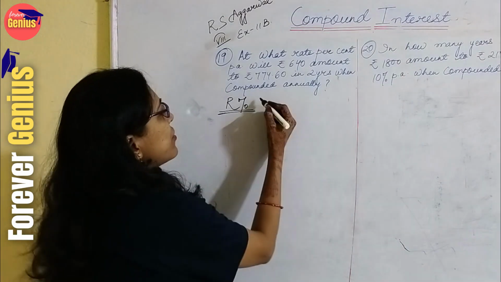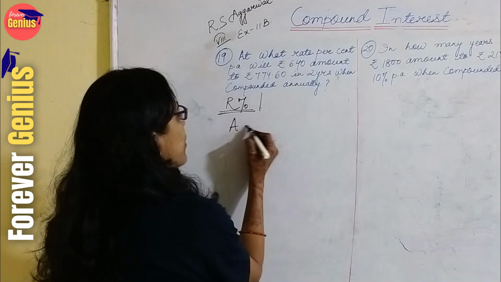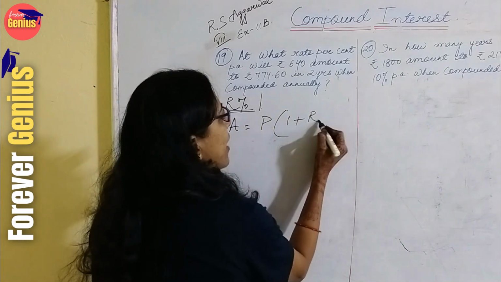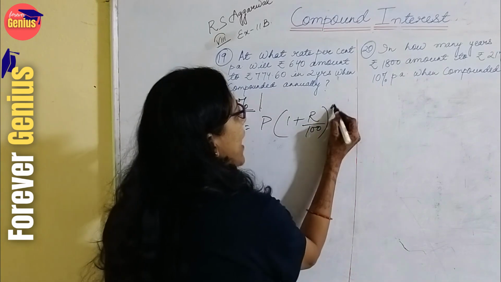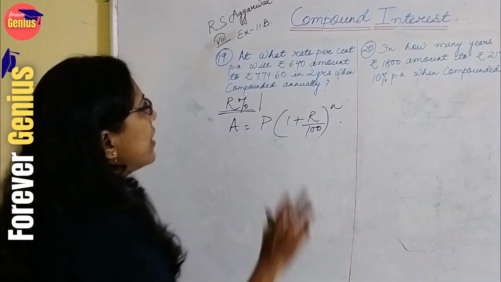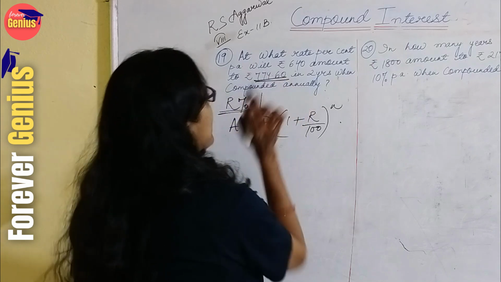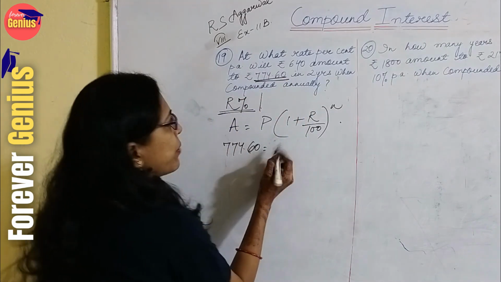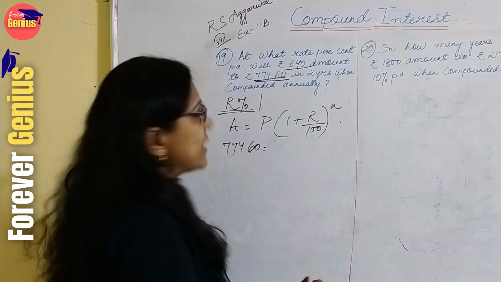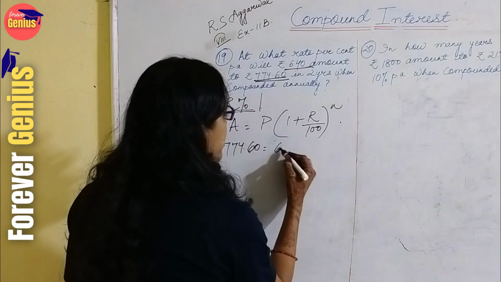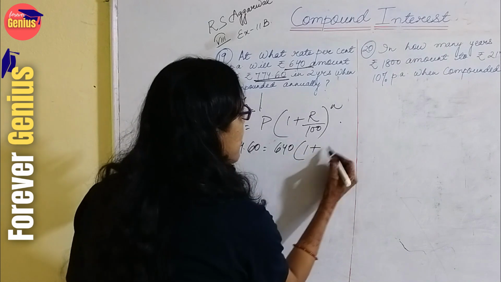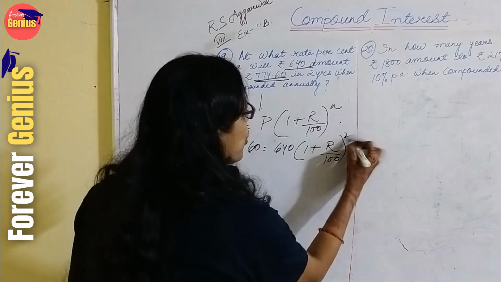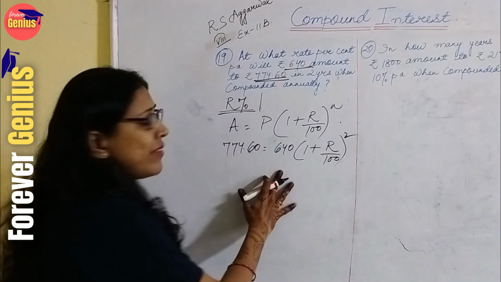So how are we supposed to calculate the rate? The formula being A equals P into (1 plus R by 100) to the power n. This is the basic formula. Amount is given to us, that is 774.60, and principal is given to us, that is 640. So this is 640 into (1 plus R by 100) to the power 2. But how will we do this?